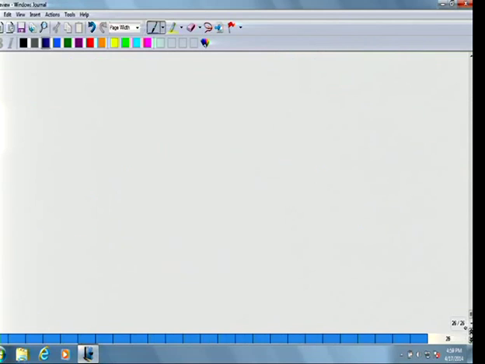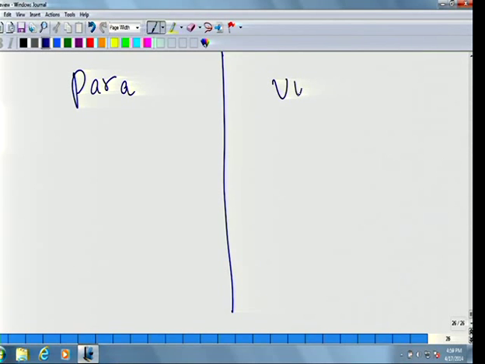Okay, Parahemolyticus and Vulnificus. Para and Vulnificus. Okay, they both have a lot of similarities in the sense both of them are Vibrio, both of them are salt tolerant. Yes.